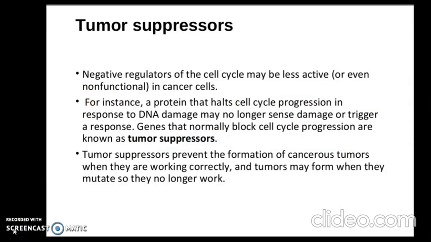Tumor suppressors. Negative regulators of the cell cycle may be less active in cancer cells. For instance, a protein that halts cell cycle progression in response to DNA damage may no longer sense damage or trigger a response. Genes that normally block cell cycle progression are known as tumor suppressors. Tumor suppressors prevent the formation of cancerous tumors when they are working correctly, and tumors may form when they mutate, so they no longer work.